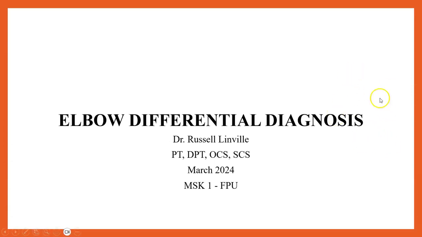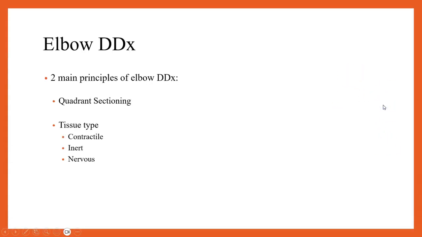Let's see if we can get this thing fired up here. So with elbow differential diagnosis, much like the shoulder, there's a couple of ways that we can figure out the best way to bucket some of the diagnoses that we're trying to differentiate. The two main principles that I use are something called quadrant sectioning, something that I've termed over the years, and then tissue type. Tissue type is going to be things like contractile tissue, inert tissue, or nervous tissue.